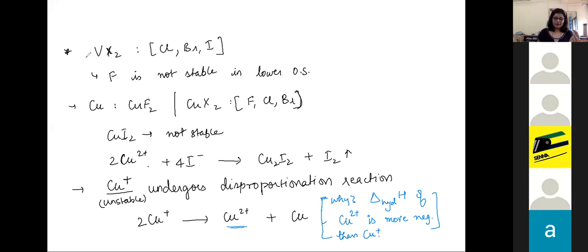So for example, if you have VX2, in this case vanadium is existing in +2 oxidation state, which is one of the lower oxidation states, fluorine is not stable. So VX2 can be formed only with chlorine, bromine, and iodine. One single exception to this is copper. In copper, if you consider CuX2 compounds, fluorine, chlorine, and bromine exist. So CuF2, CuCl2, CuBr2 exist, but iodide is not stable.